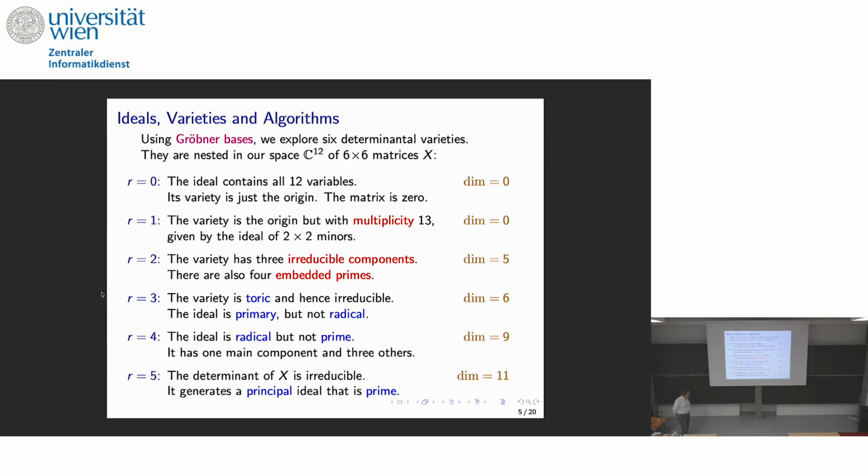And last but not least, well, R equals 5, so there's just the determinant, right? So the determinant generates a principal ideal. It's an irreducible polynomial here, so it's a principal prime ideal. So it's a hypersurface that has dimension 11 in a 12-dimensional space.